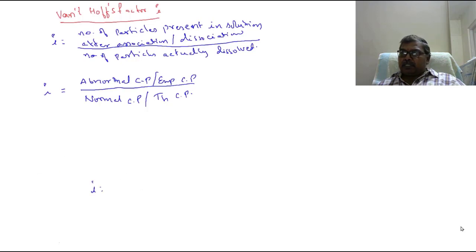The number of particles present in the solution decreases, right? So therefore, 58.5 by 29.25, which is equal to 2.